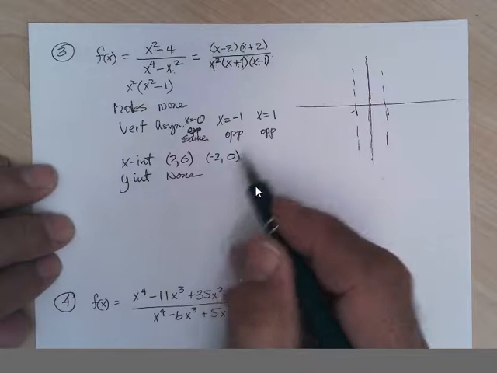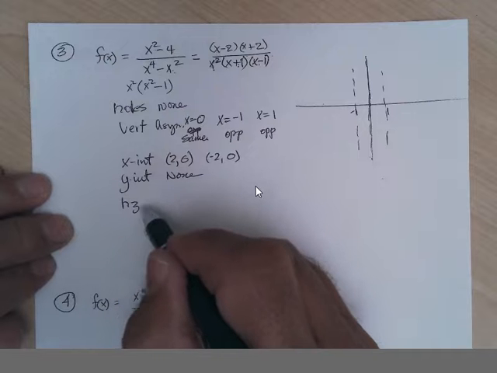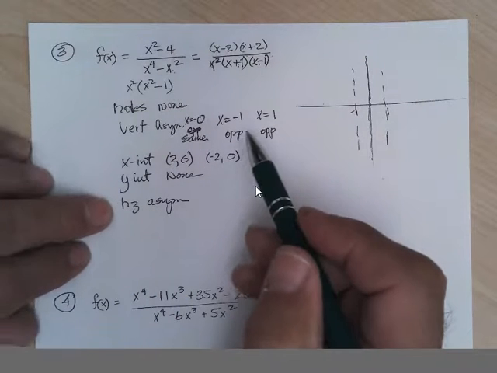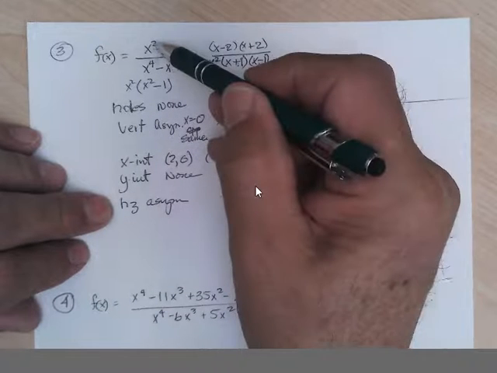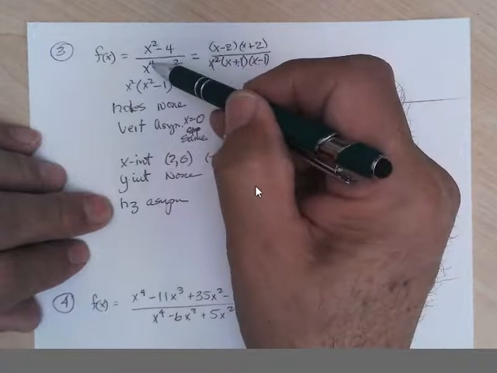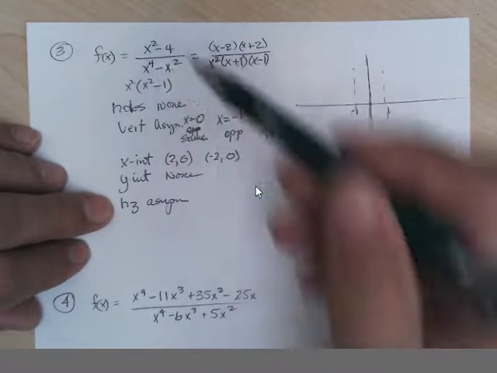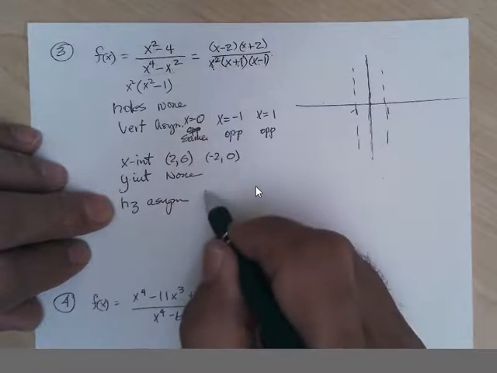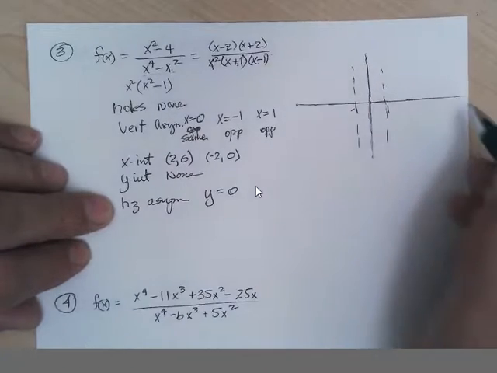And the horizontal asymptote, and it is horizontal, it's not oblique, because the degree of the numerator is less than the denominator. This is degree 2, this is degree 4, and when the degree is greater in the denominator, the horizontal asymptote is y equals 0. So it's this line right there, the x-axis.